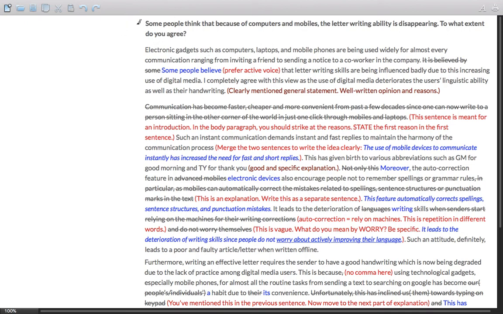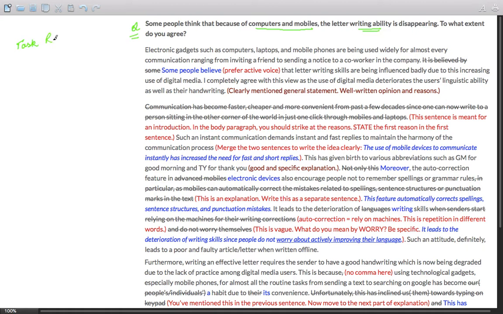The question today is, some people think that because of computers and mobiles, letter writing ability is disappearing. To what extent do you agree? So we'll be going through a few mistakes, some really important mistakes. The purpose today is that we'll be going through some of the task response mistakes.